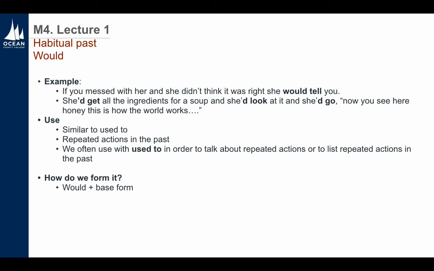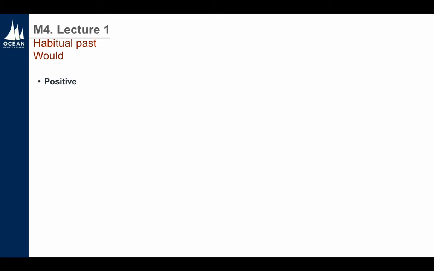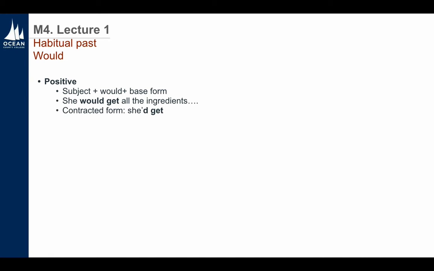How do we form it? It's fairly easy. We just use would plus the base form. For example, if you messed with her and she didn't think it was right, she would tell you. Okay, let's look at the positive form. So we make it by using the subject plus would plus base form. For example, she would get all the ingredients. Now, we can also use the contracted form, she'd get.